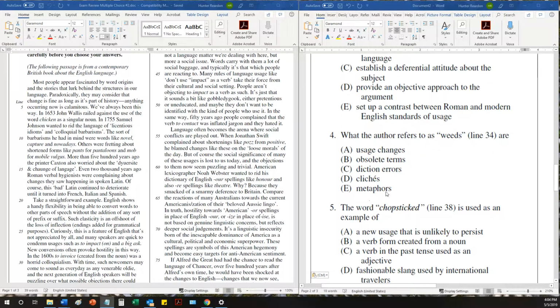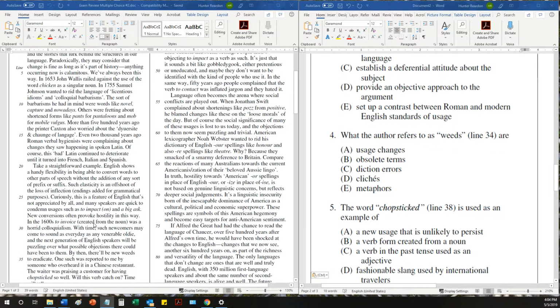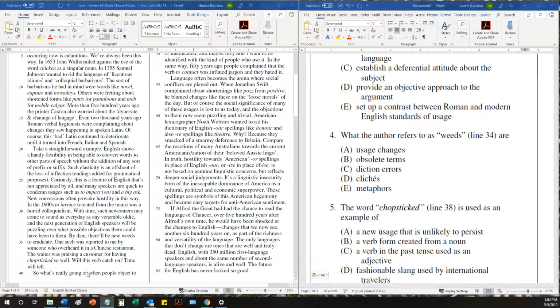Number 4. What the author refers to as weeds in line 34. We're looking here. By then, there will be new weeds to eradicate. So this question continues asking about the idea the author rejects that changes in language are bad things, like tartar on teeth or weeds in a garden, and so things that should be gotten rid of. So naturally, the correct answer is A, usage changes, right? That's really the topic of this section, the subject of this section.